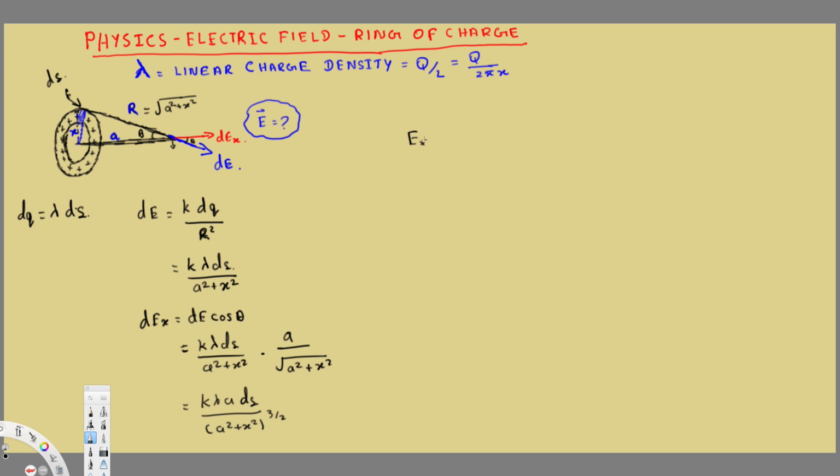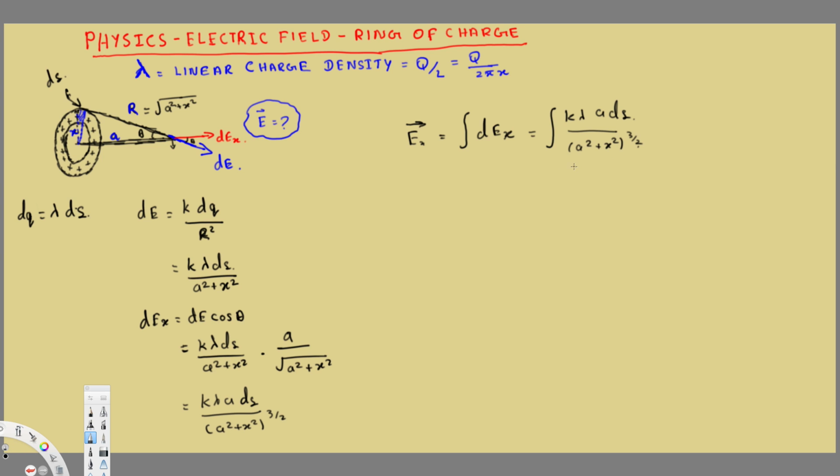So Ex, or you can say E in the X direction, is basically what you get if you integrate dEx. Let's integrate this one. Let's copy all the dEx right here: k lambda a ds over (a square plus x square) to the power 3 by 2.